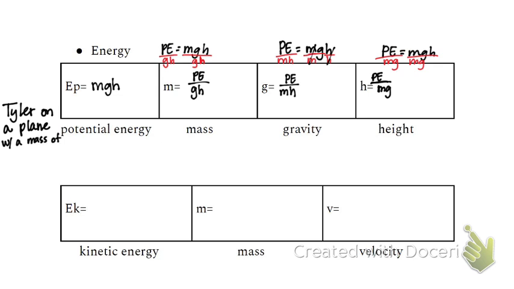The plane has a mass of, I don't know, 1,500 kilograms, and is at an altitude of 30,000 feet. What is Tyler's potential energy?